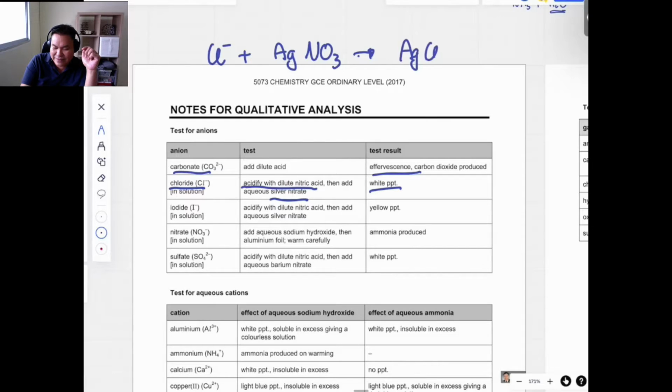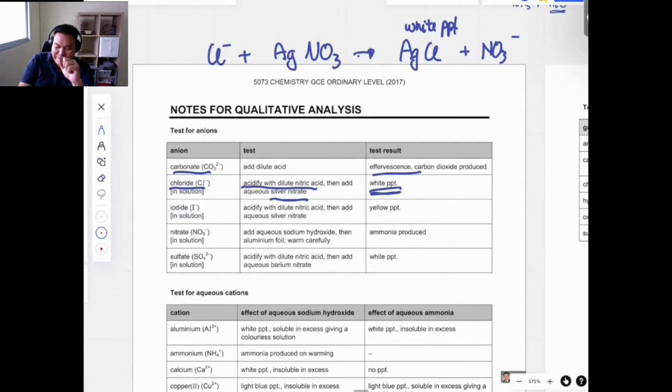White precipitate. AgCl plus NO3 minus. And AgCl is white PPT. You will see it at the bottom of the test tube, a small white precipitate there.